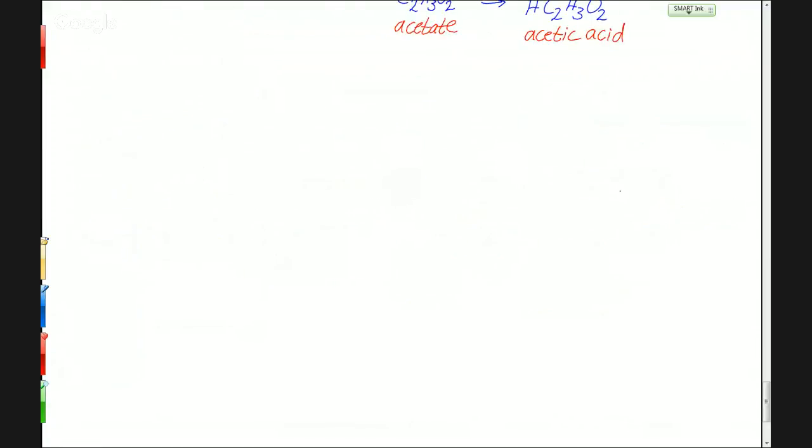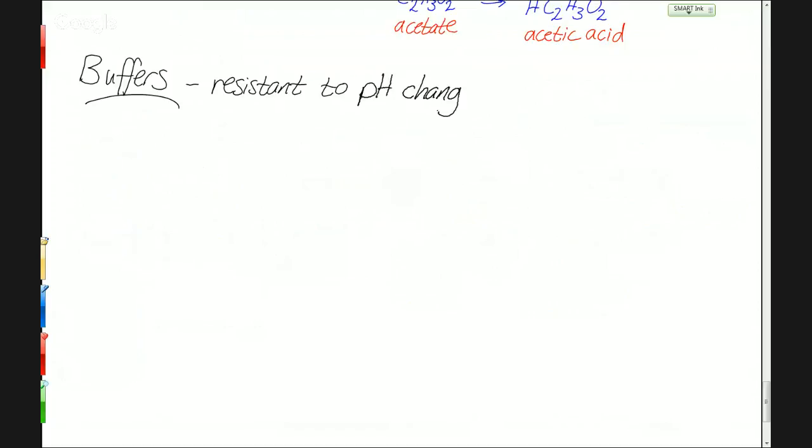is something called a buffer. Buffers. Have you ever heard of this, buffers or buffering solutions? This is like stabilization of pH. Right, yeah, exactly. So buffers, we'll say, are resistant to pH change. And we'll see this a little bit in the lab on Wednesday.